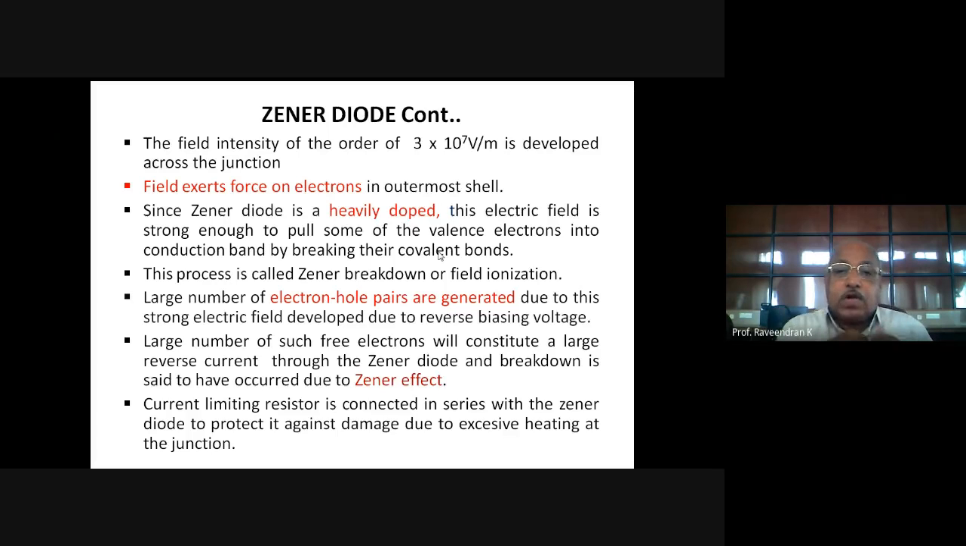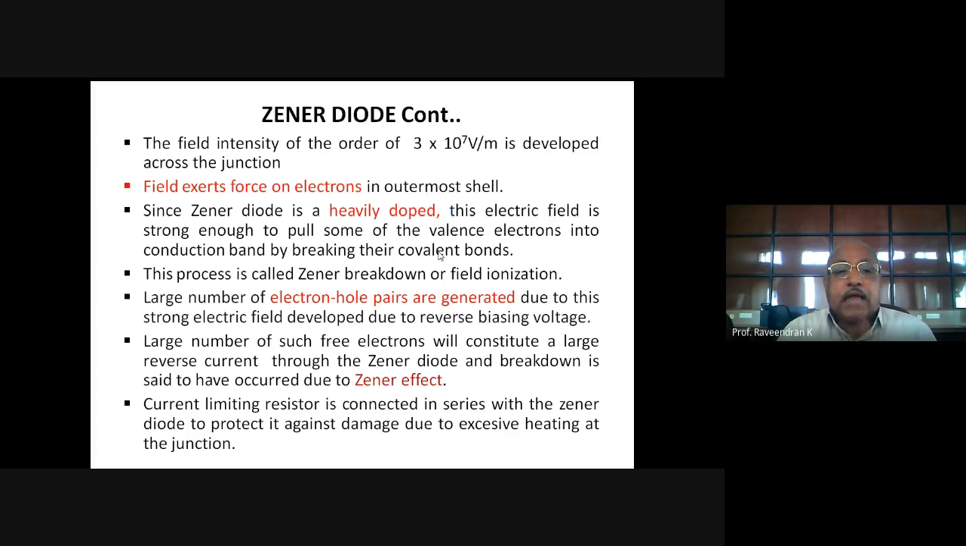Once the covalent bond is broken, the electrons are freed, and some of the electrons will try to recombine with the holes there, but most of the electrons which are freed will come to the conduction band, constituting a current. And this process is what is called field ionization or Zener breakdown. This is what is called the Zener breakdown or field ionization. So the breaking down of the junction of a Zener diode under reverse biased condition is mainly due to field ionization.